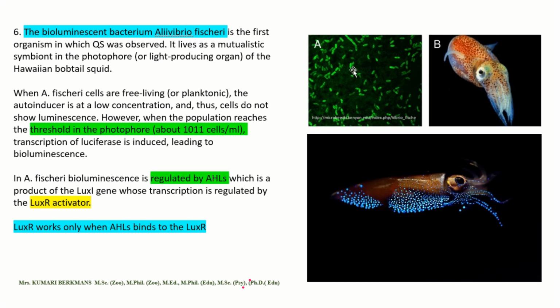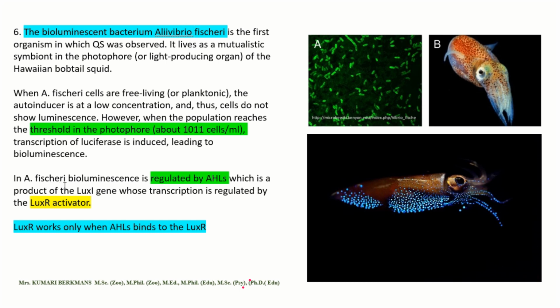When Aliivibrio fischeri is free living, the autoinducer is in lower concentration, and I told you it is luminescent only in the higher concentration. What is that concentration? About 10^11 cells per ml.